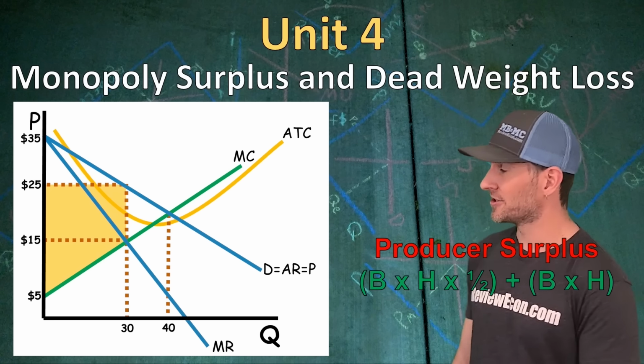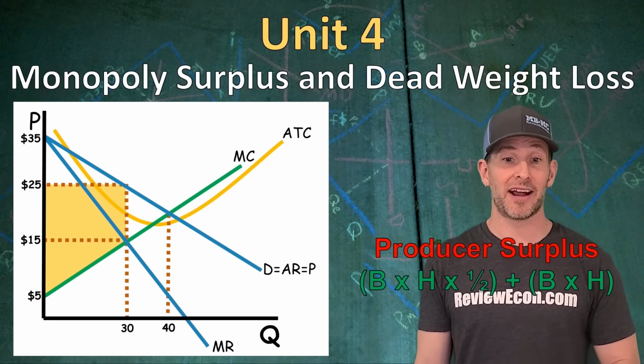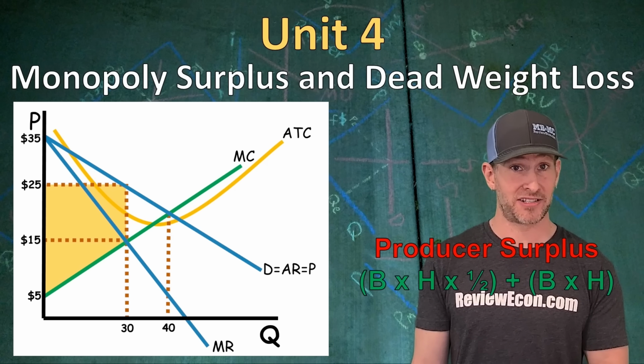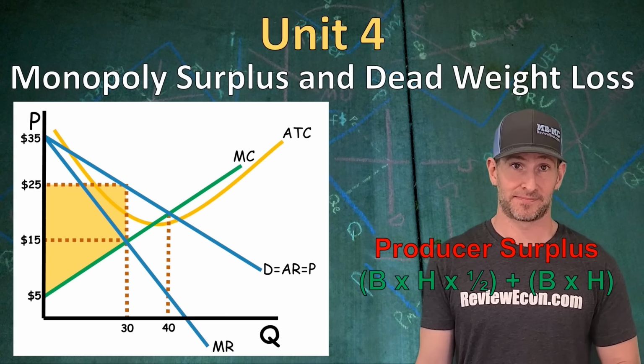That quadrilateral here is the producer surplus because the monopoly is charging a higher price than the marginal cost there. So calculate the area there. It's the base times height divided by 2 for the triangle, and then base times height for the rectangle portion. Plug in the numbers, and that gives us $450 worth of producer surplus for this monopoly.